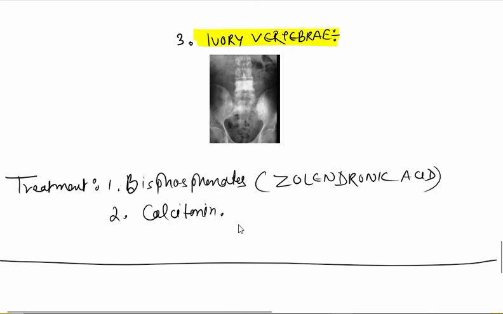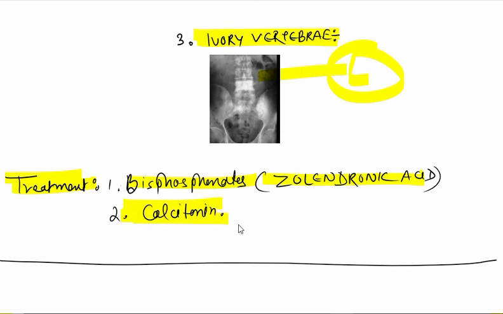Ivory vertebra. The lumbar vertebra is most commonly involved here. So we can see this whitening of the lumbar vertebra, known as ivory vertebra. Treatment is bisphosphonates, most commonly zoledronic acid, and calcitonin. Thank you.